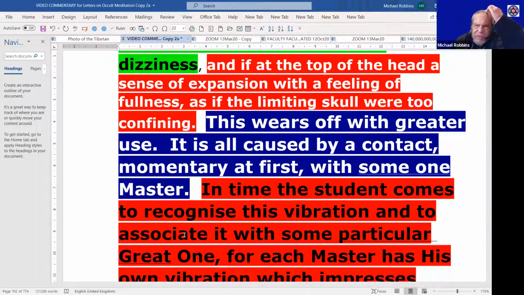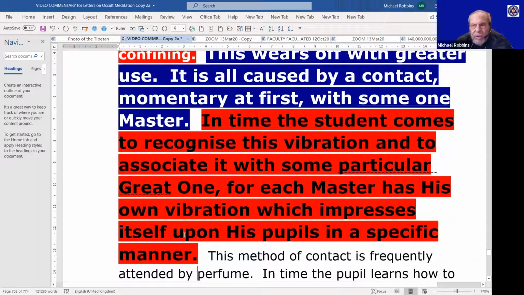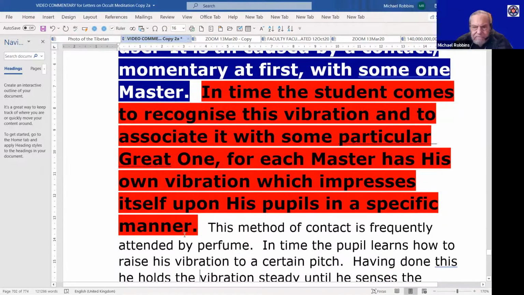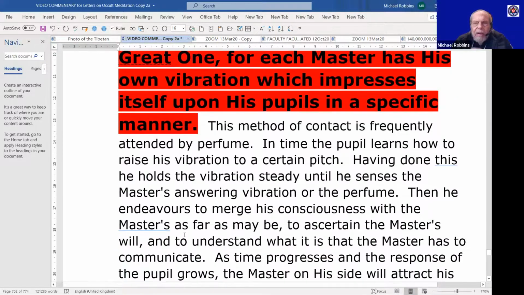In time, the student comes to recognize this vibration and to associate it with some particular great one. For each master has his own vibration, which impresses itself upon his pupils in a specific manner. The method of contact is frequently attended by perfume.